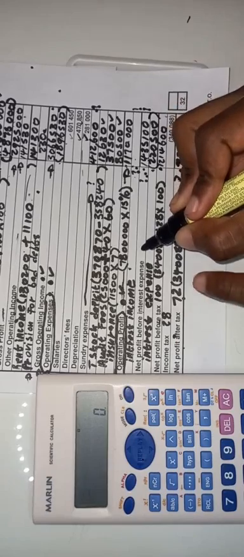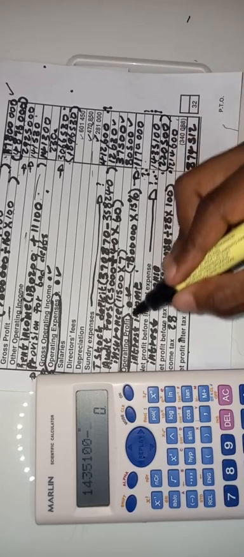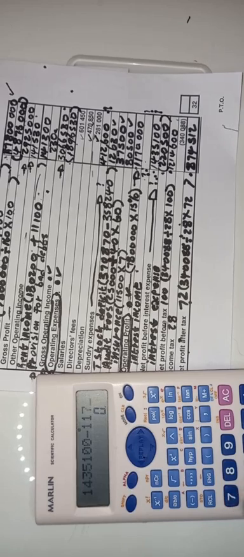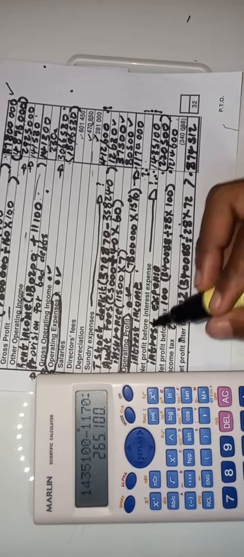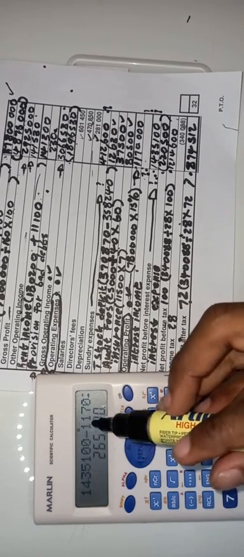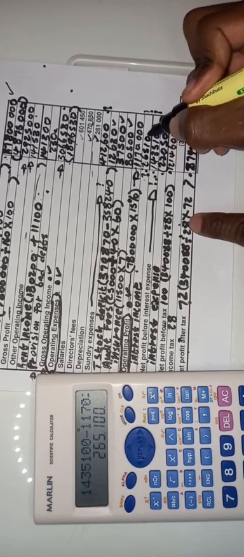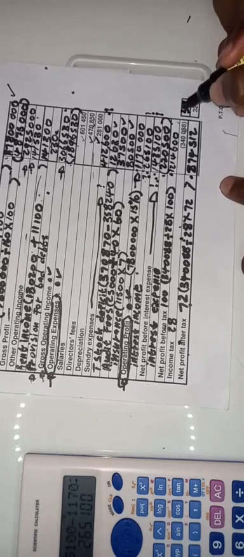So our profit before interest expense of 1,435,100 minus our operating profit, which is 1,170,000. When we go up, it changes signs. So our interest income is 265,100. Then you will get your 32 marks.